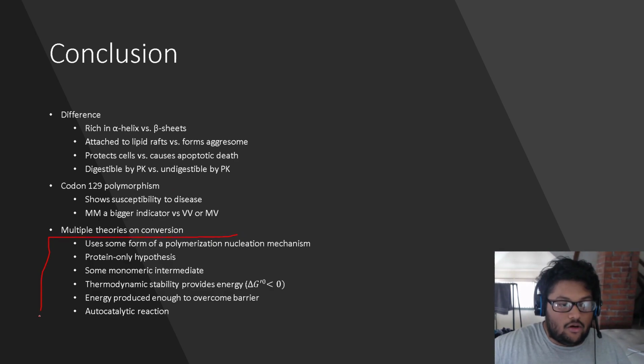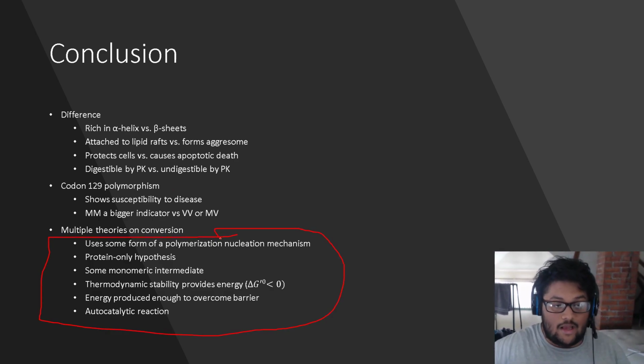And these multiple theories that I talked about showed us how close we are to a perfect image of how things function, and what they basically found out was that there needs to be some form of a polymerization nucleation mechanism, so it needs to create those oligomers. It is only protein-only interactions. There's no DNA or RNA involved. The protein just changes conformers while interacting with other proteins. There's some sort of a monomeric intermediate. There's thermodynamic stability, which provides the energy to push the conversion along, and the whole reaction is autocatalytic.